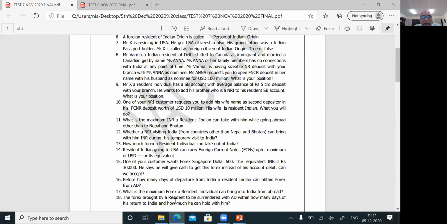Now, yesterday we were discussing, in a resident account, if an NRI has to be added, what are all the conditions required? For example, question number 9 yesterday. Mr. X, a resident individual, has an SB account with an average balance of 5 crores deposit with your branch. He wants to add his brother, who is an NRI, to his resident SB account. What are the things we saw yesterday?